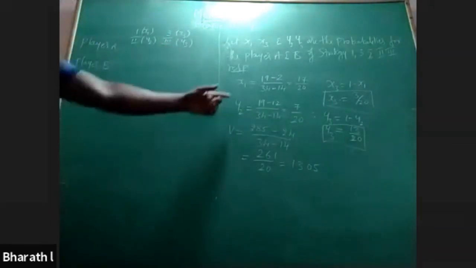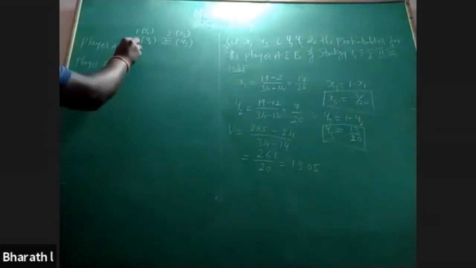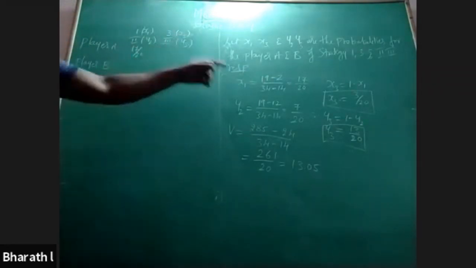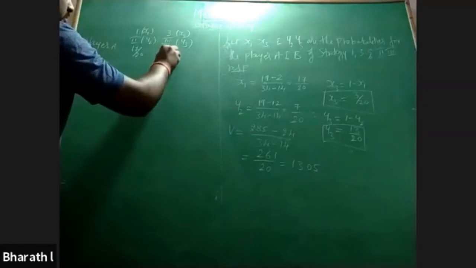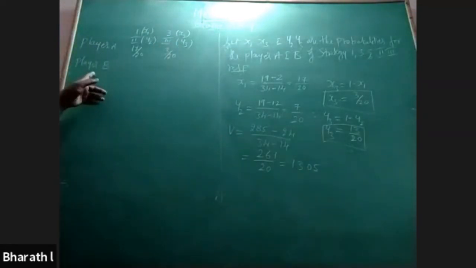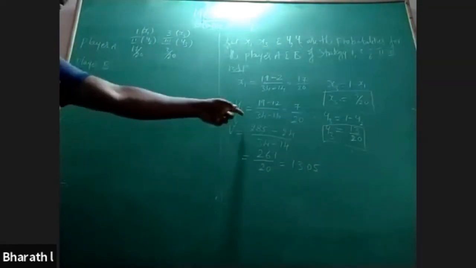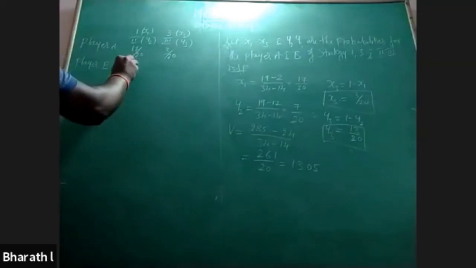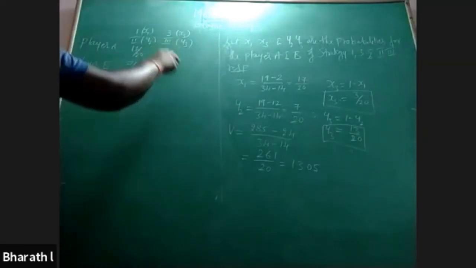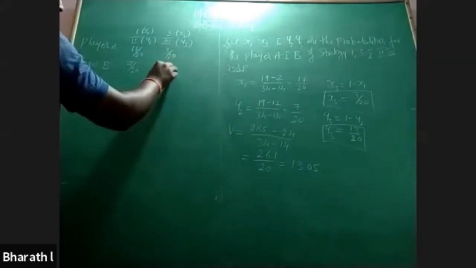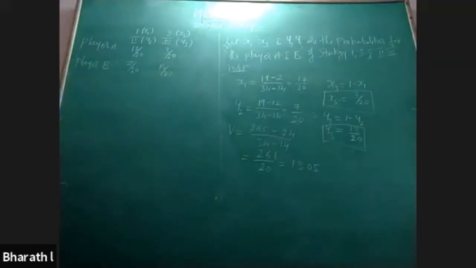The value of x1 is 17 by 20, and the value of x3 is 3 by 20. Then for player B, the value of y2 is 7 by 20, and y3 is 13 by 20. This is the strategy player A and player B must use to win the game.